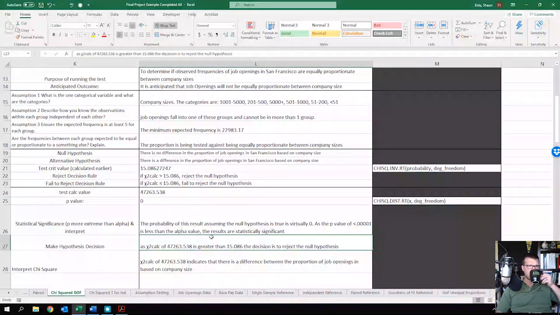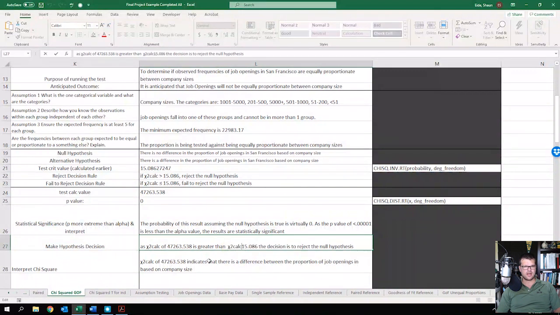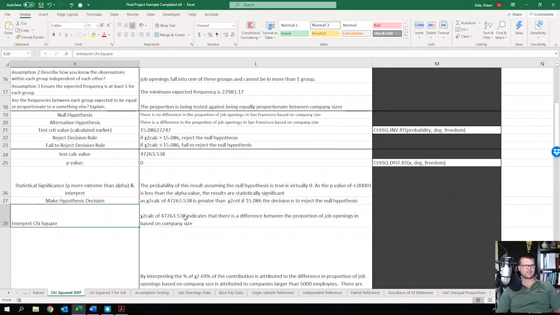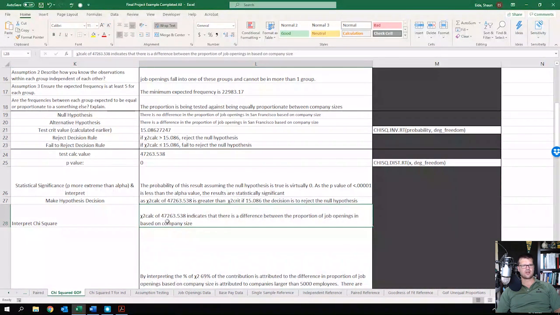Okay? Next, make the hypothesis decision. As the chi-squared calc of 47,263.538 is greater than, it really should say chi-squared crit, then chi-squared crit of 15.086, the decision is to reject the null hypothesis. And then interpreting chi-squared, we say chi-squared calc of 47,263 indicates that there is a difference between the proportion of job openings based on company size.